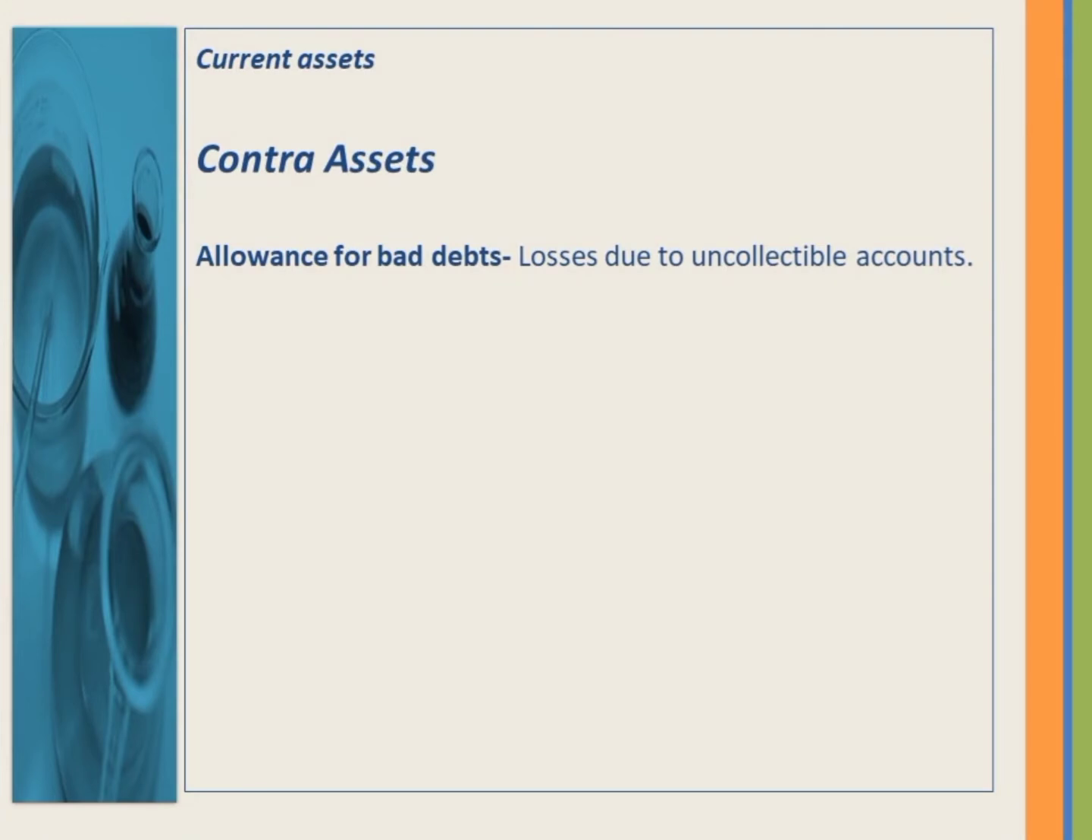we also have contra assets. What are these contra assets? It means opposite to the normal balance of assets, from the word contra. Allowance for bad debts is the loss or losses due to uncollectible accounts. For example, a customer was not able to pay his obligation amounting to 100,000 and he only paid 95,000. So we have losses, and we consider that as allowance for bad debts.